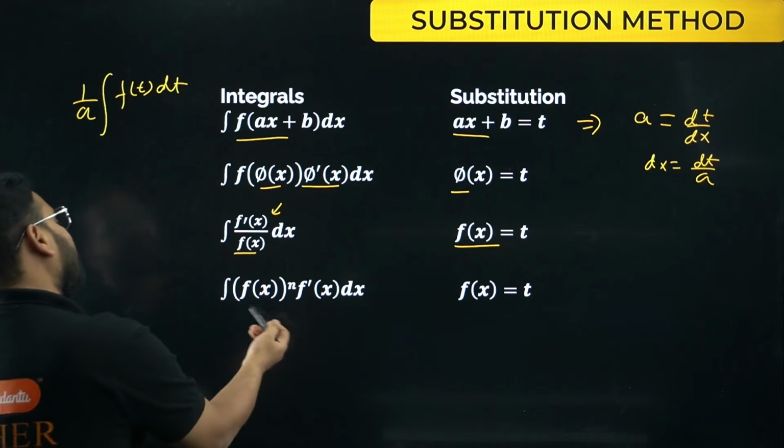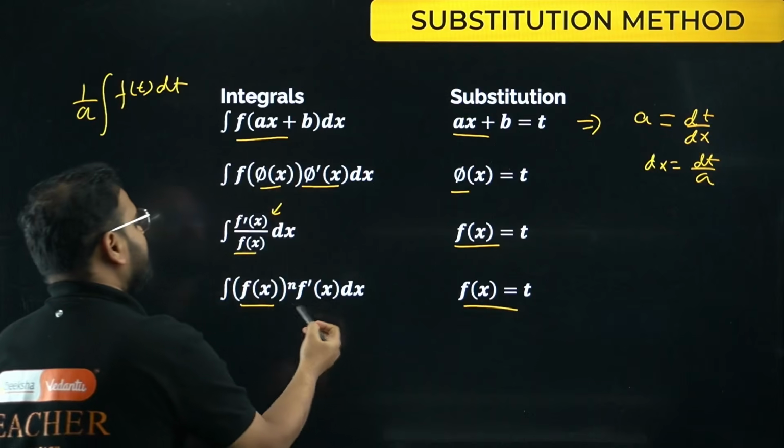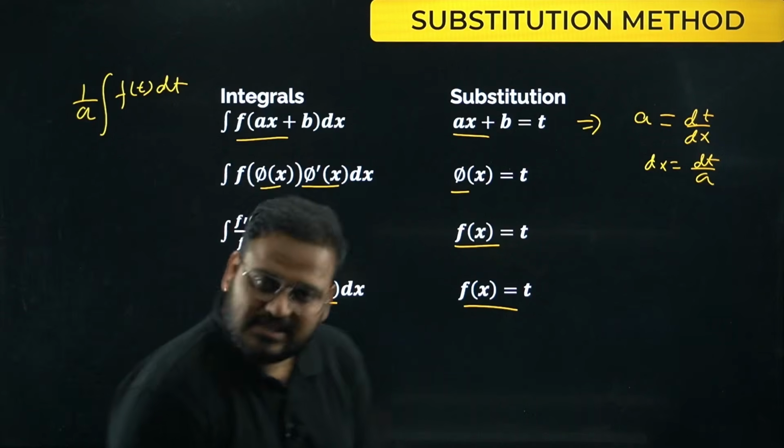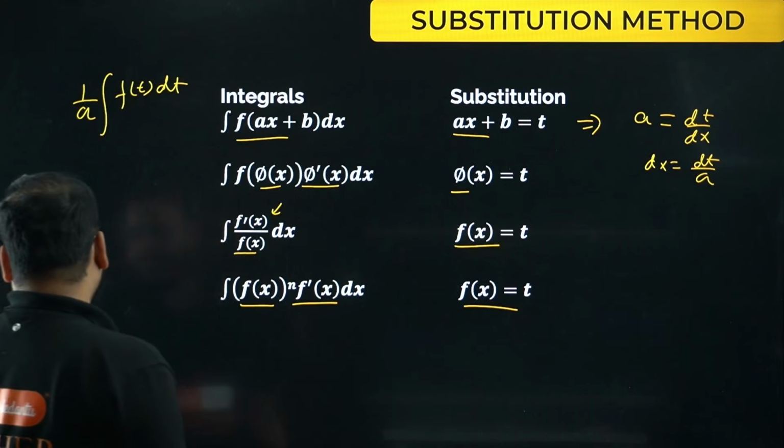Same thing over here. Take f of x as t since the derivative is present over here. It makes our life easier. You'll see in the questions. Okay, please check what we have over here next.